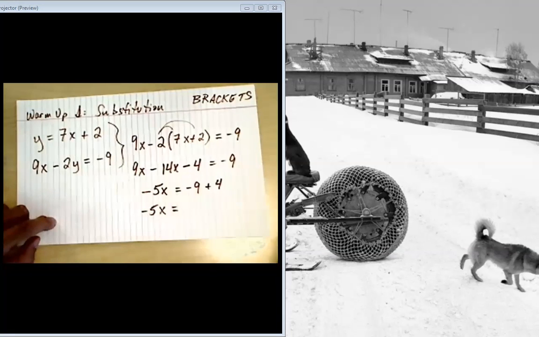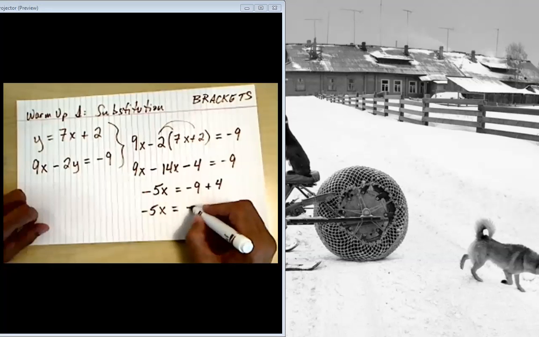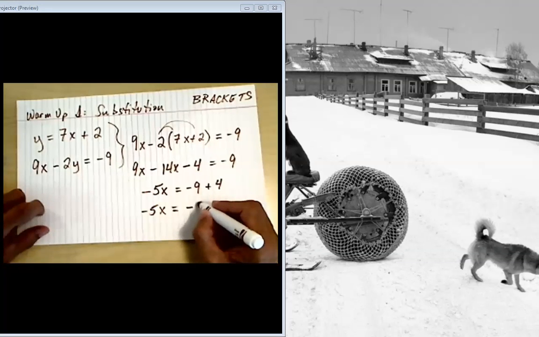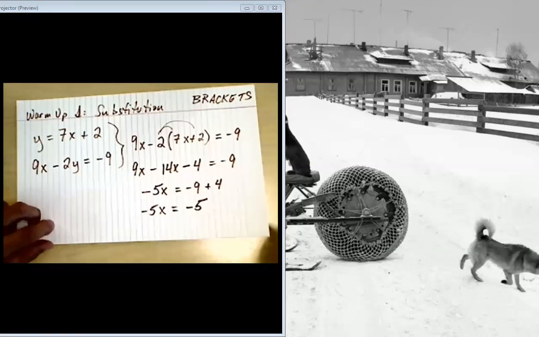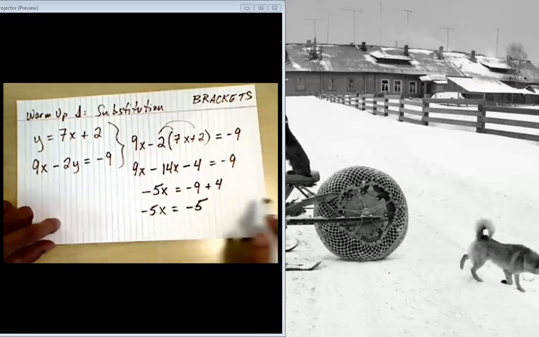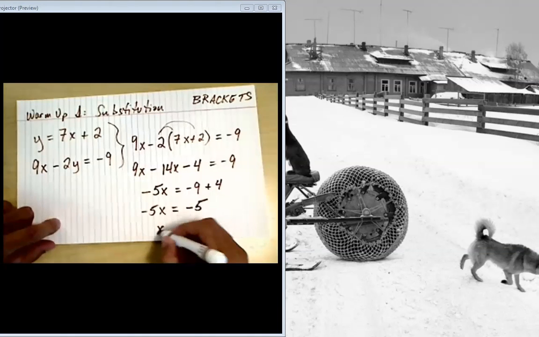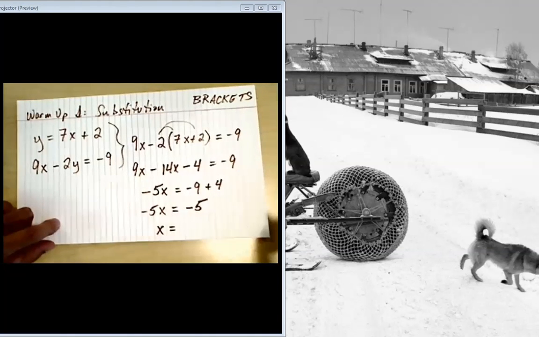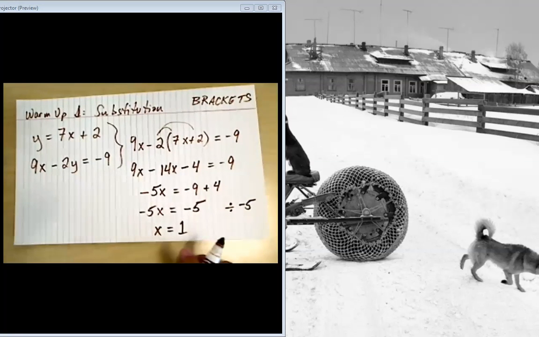Minus 13. Minus 5. Oh yeah, so check that. Then divide both sides by minus 5. What do we get then? Minus 10? 1, because we divide by minus 5. Okay, so we get x is equal to 1. Nice. What next then?